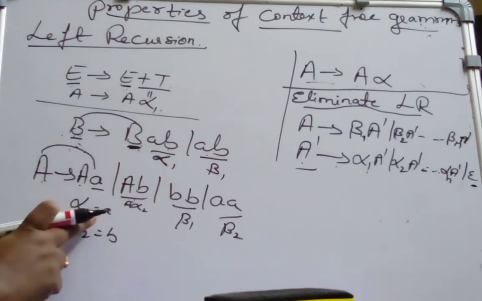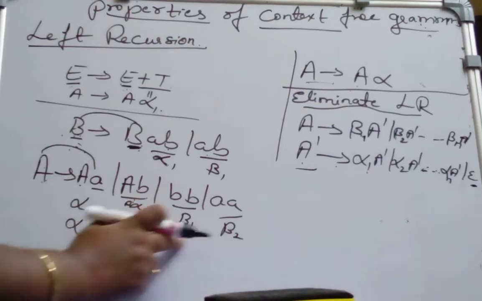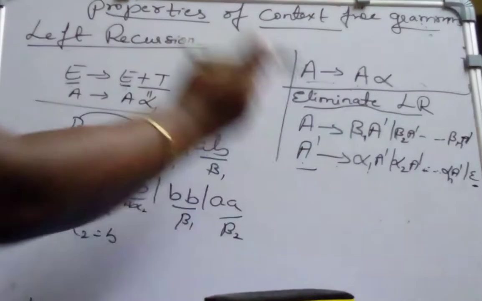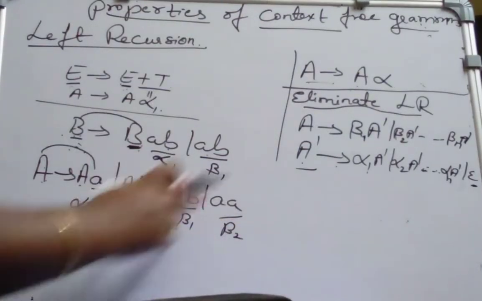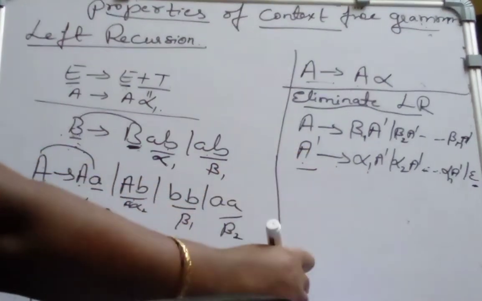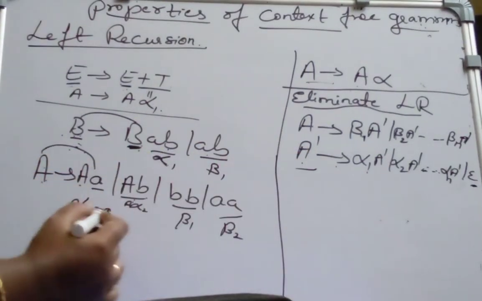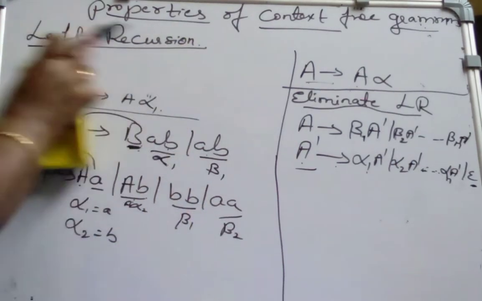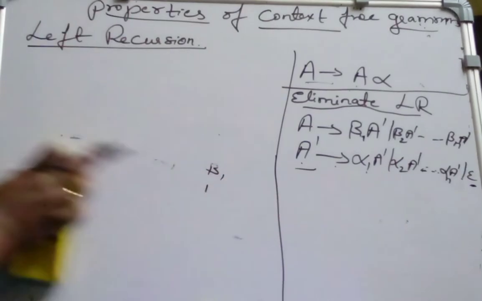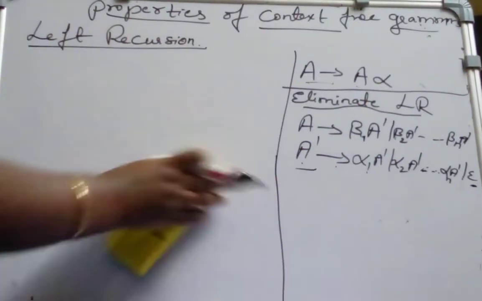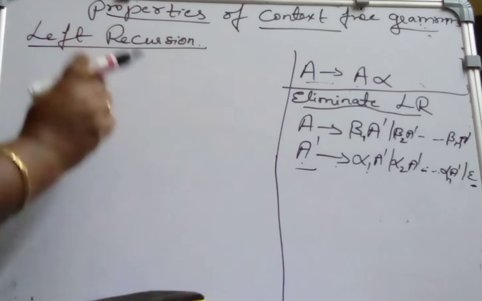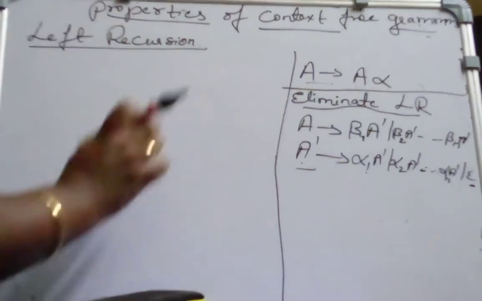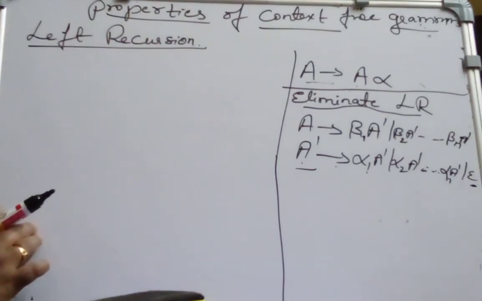Once we identify alpha 1, alpha 2, beta 1 and beta 2, we can directly substitute in our formula. So what is our formula now? How do we remove the left recursion? I have to write A derives. I know my alpha 1 and my alpha 2. To solve that problem, first we have to divide it into two columns. In this manner, we try to remove the left recursion from the given grammar.